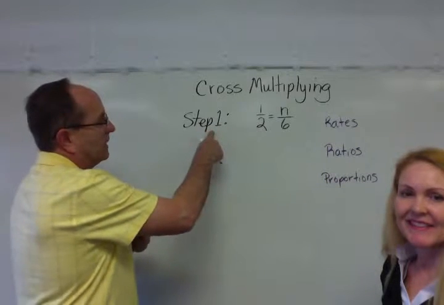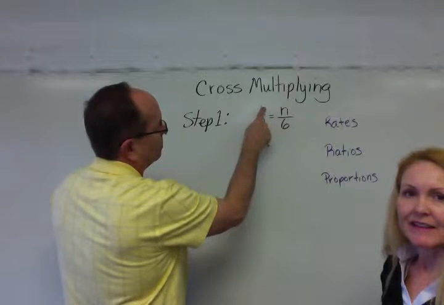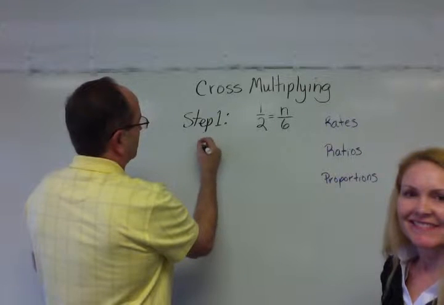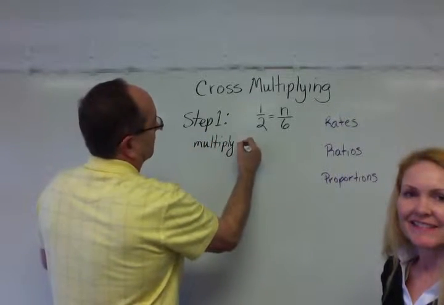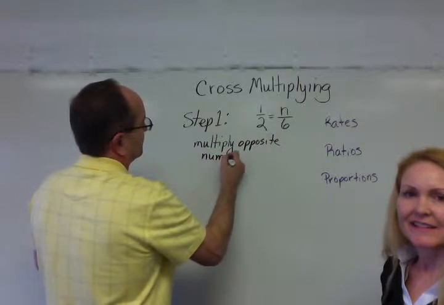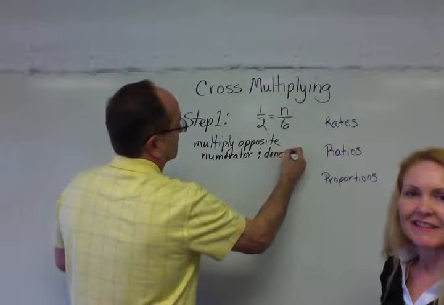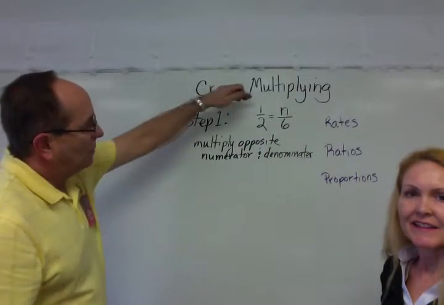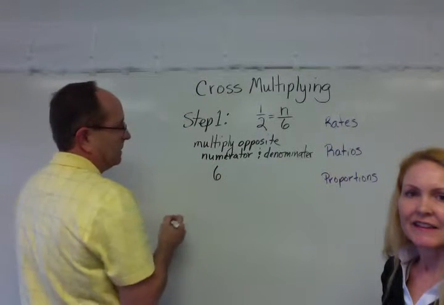So step one says, as Mrs. Hall said, we're going to cross over diagonally, opposite numerator to denominator, and multiply those together. So in this case, I'm going to multiply for step one, opposite numerator and denominator. One times 6. So that would give me an answer of 6.